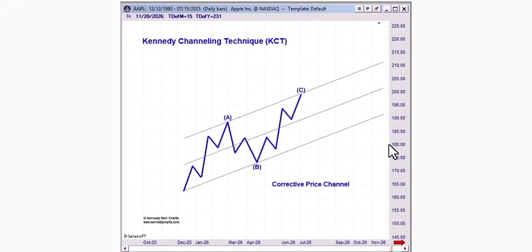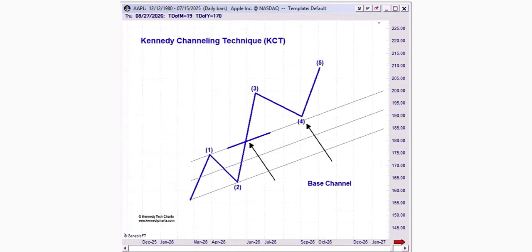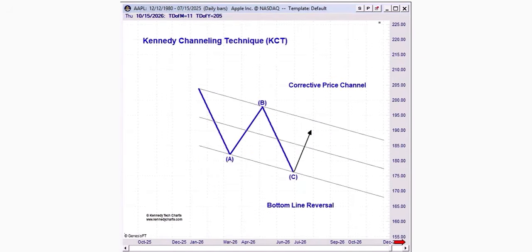But again, the simple keystone principle behind KCT is that counter trend price action is contained by parallel lines. So again, by definition, if price action is not contained by parallel lines, it is not a counter trend price move. It is a trending price move. Okay, so let's look at a few more slides here. And again, I'm just going to go through some of the finer points of drawing the KCT, the corrective price channel. And then tomorrow we'll pick this up because I do want to explore the different variations.